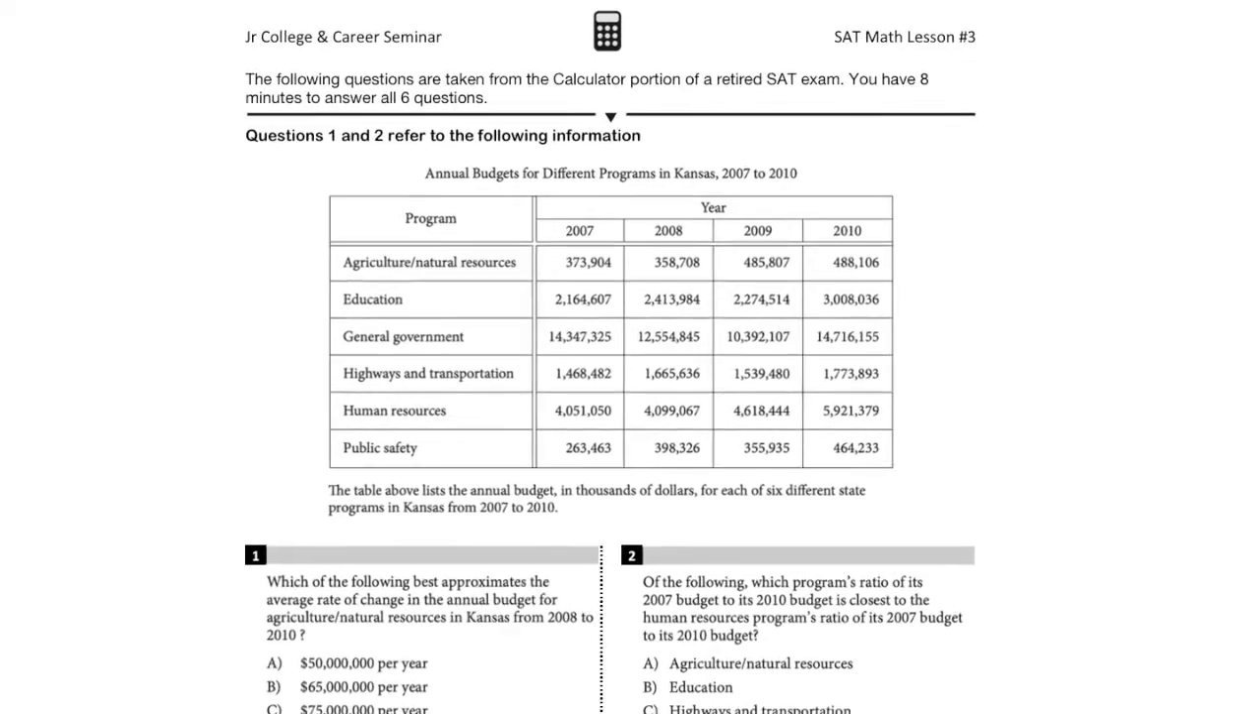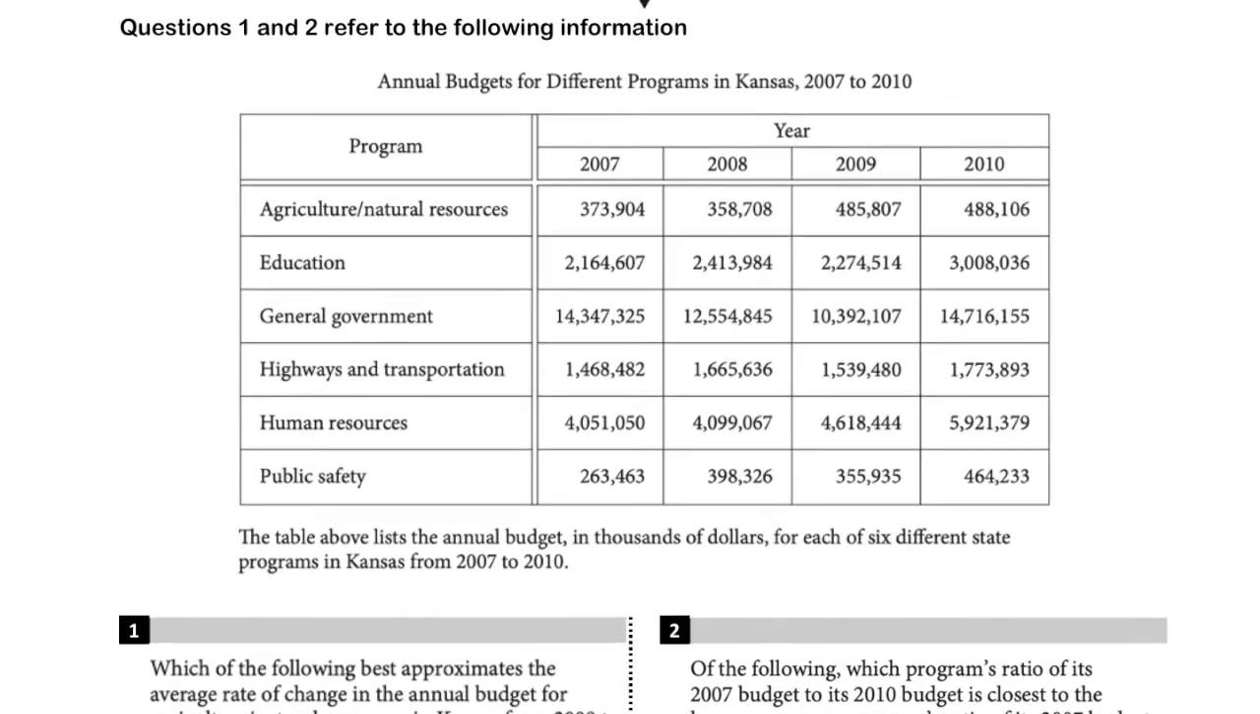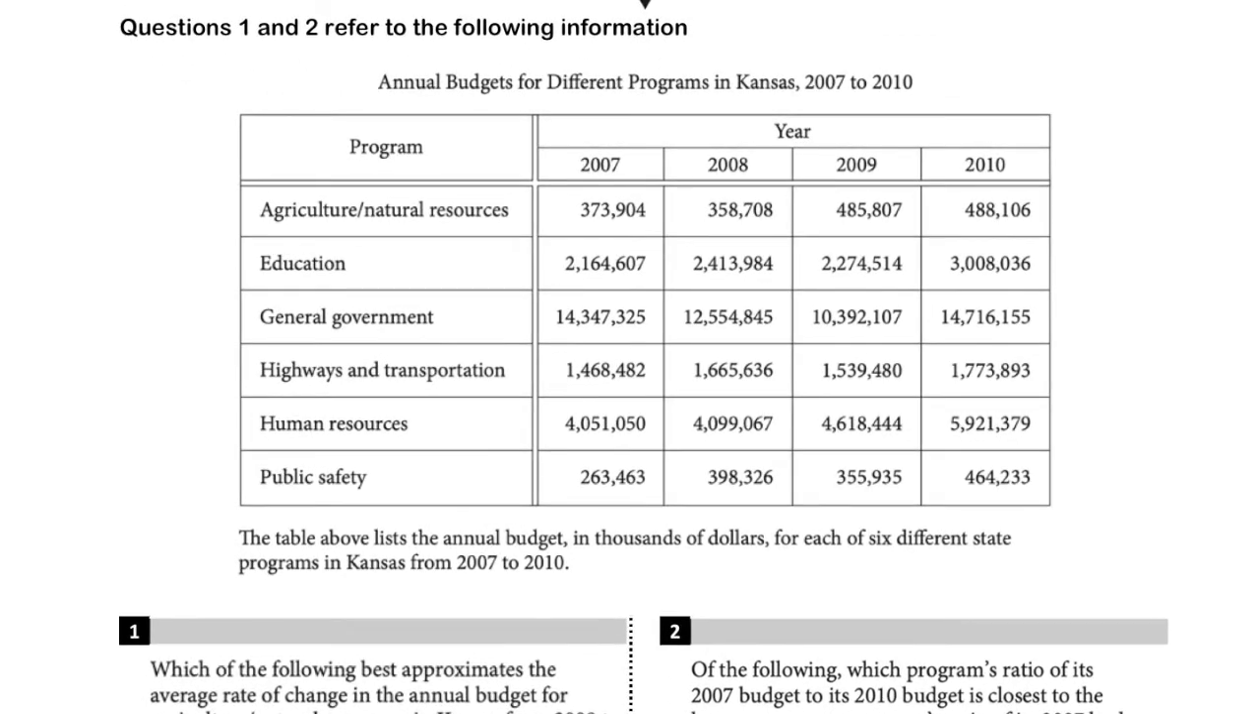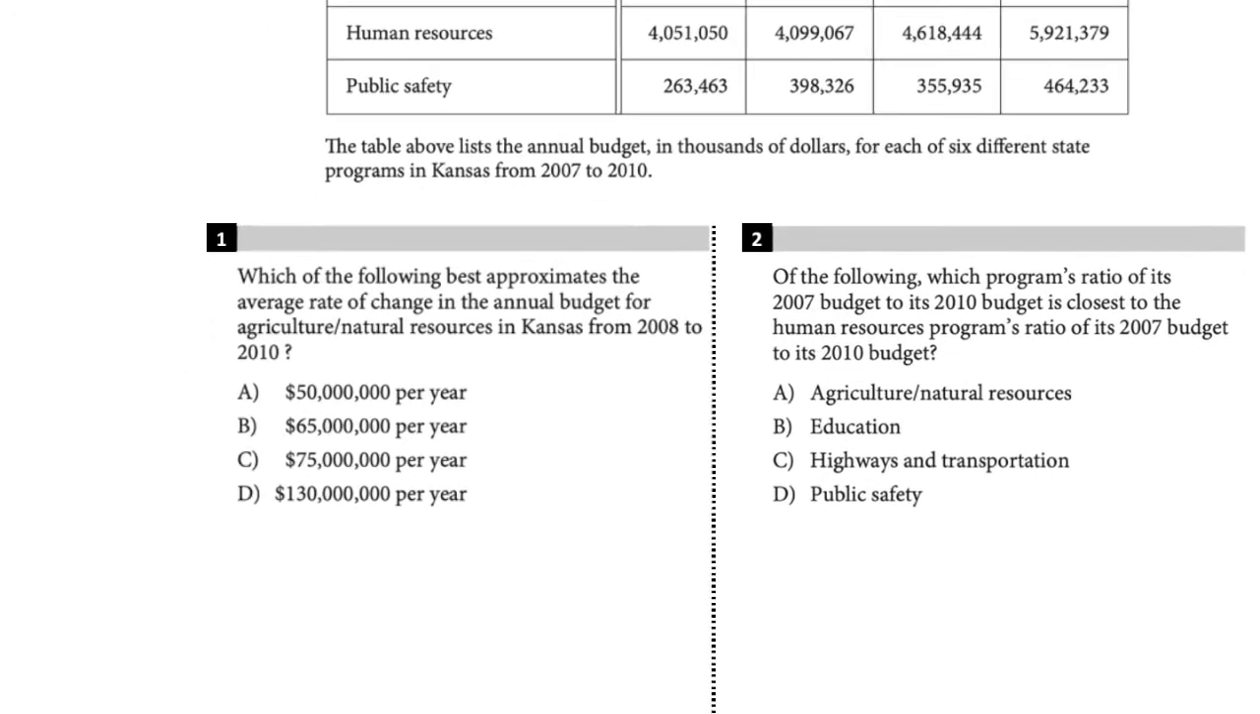So questions 1 and 2 are referring to this big table here. We can see in the table that it's annual budgets for different programs in Kansas from 2007 to 2010. I am not even going to bother to look through that table right now because I'm going to see what information is important to me.